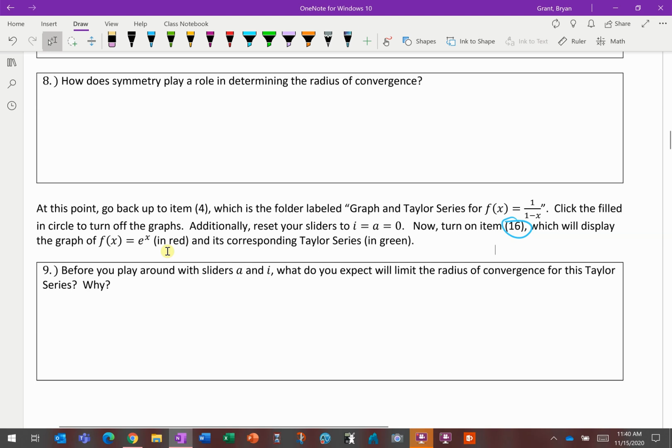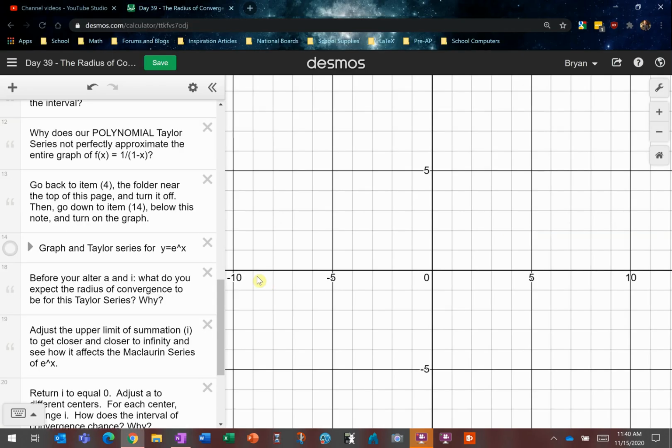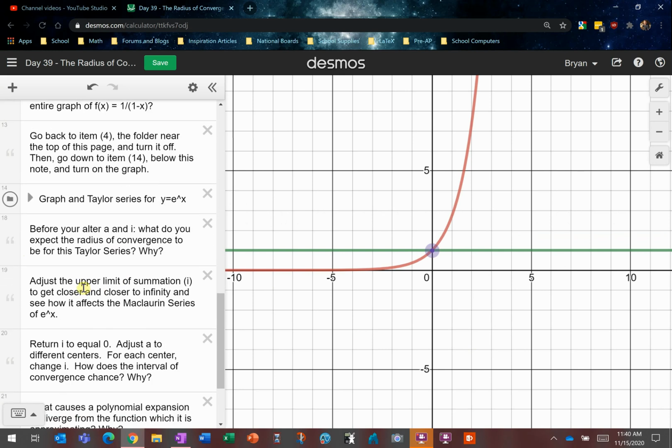We're going to turn it on, and we're going to see the e to the x and its Taylor series in green. So turned on. There we go. Everything else is there. Nice holiday colors. Very exciting. Okay, before you alter your center and your number of terms, what do you expect the radius of convergence to be for this Taylor series? Basically, where will this green function stop approximating e to the x?